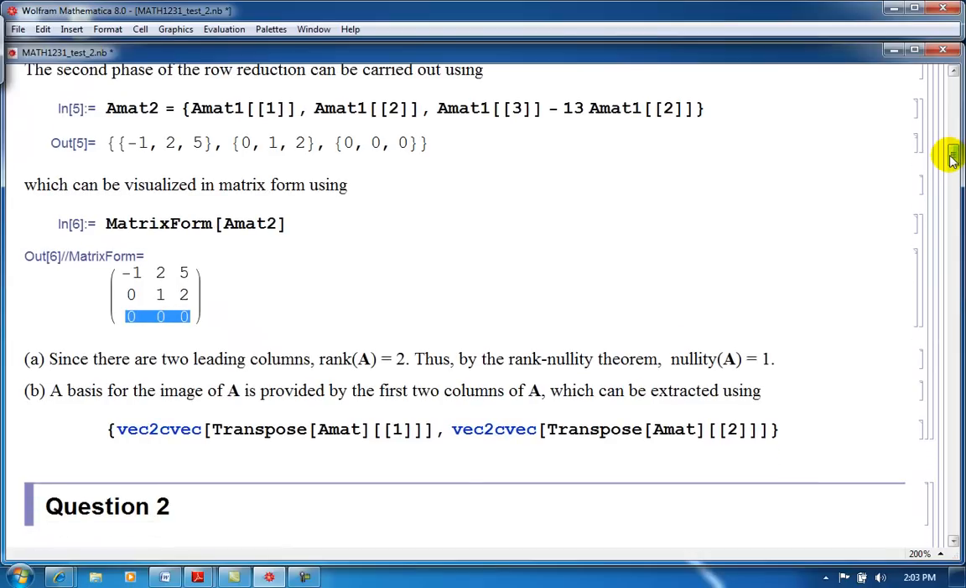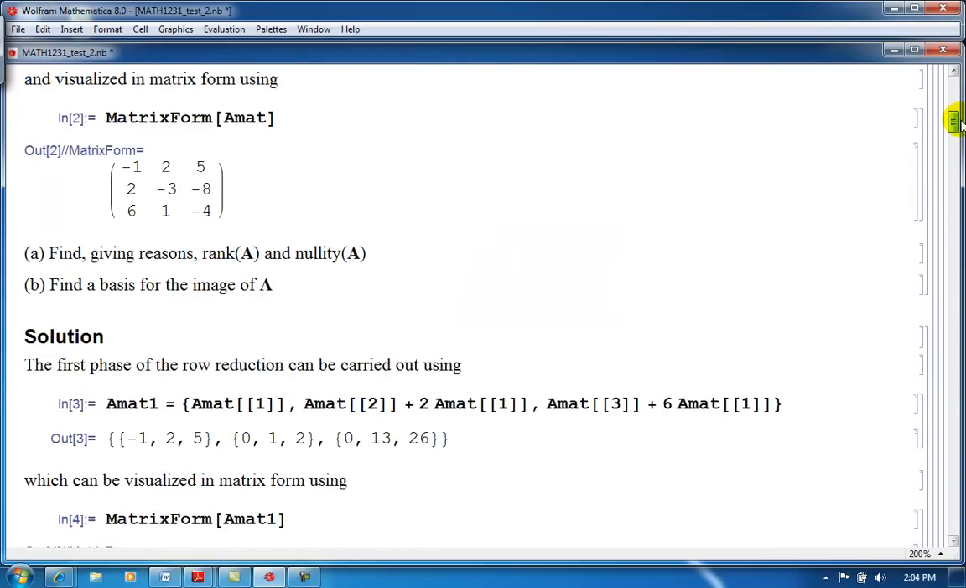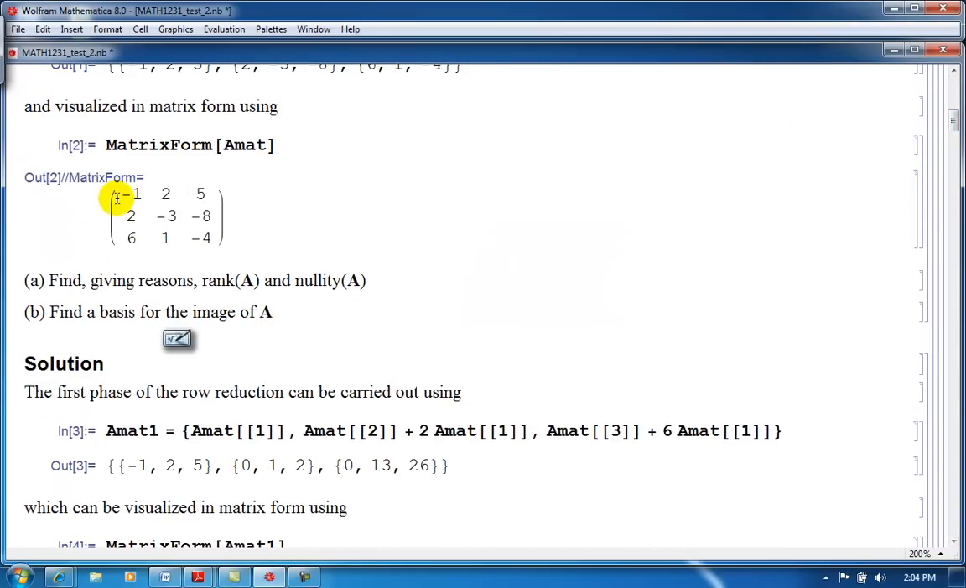So this matrix has only two leading columns, namely the first one here and the second one, and so its rank is 2, and thus by the rank nullity theorem its nullity is 1, because these should add up to the number of columns. And a basis for the image of A is therefore provided by the two vectors, which are the first two columns of the original matrix A.